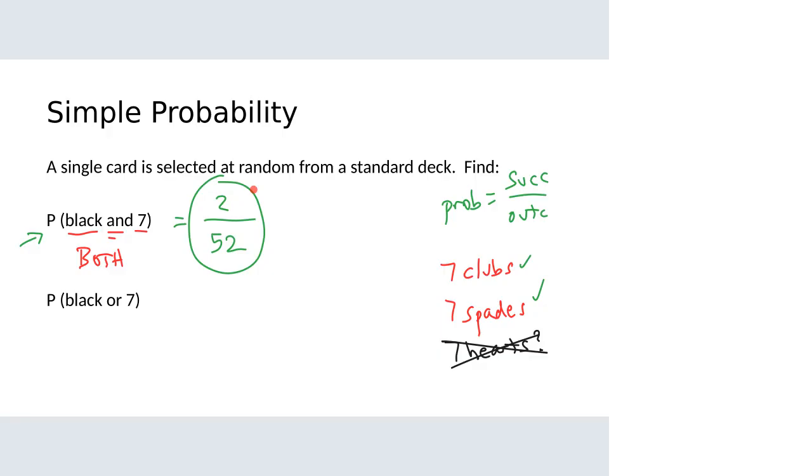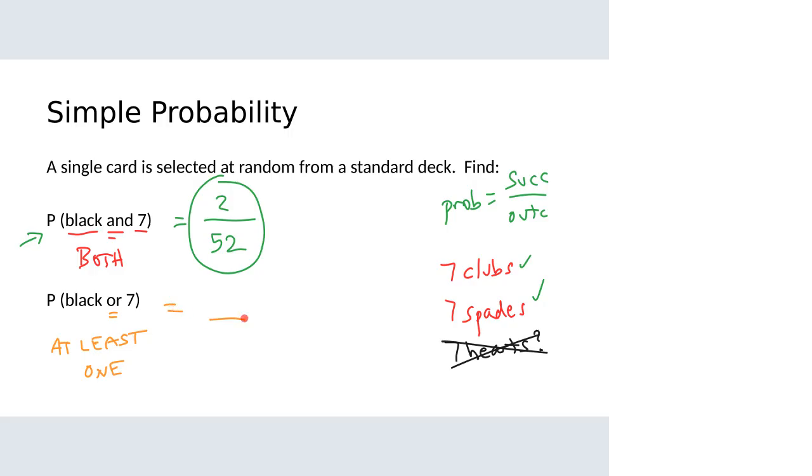The question on the bottom of this page is extremely similar to the one we just did. The only difference is it says or instead of and, but it's a very important difference. The probability of getting a black card or a 7. Now, because the word or is in here, we don't have to have both things happen. We just need to have at least one of those things happen. If we get a card that is a black card, that's a success. If we get a card that is a 7, that's a success. And so we need to count up all of those.